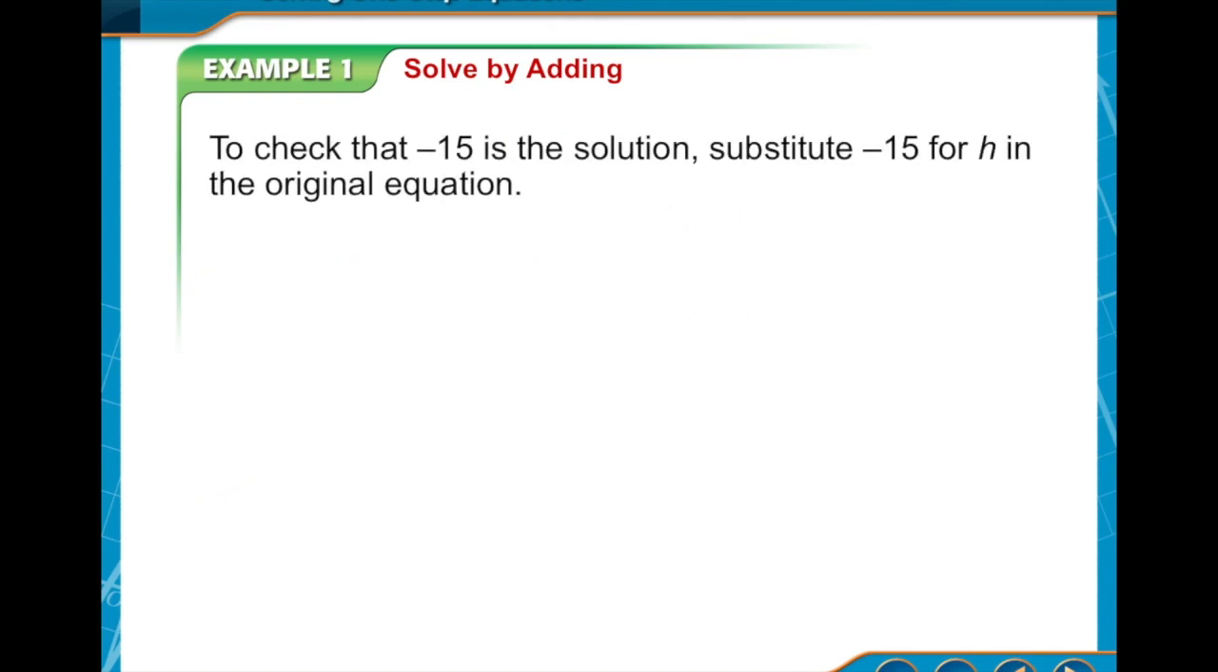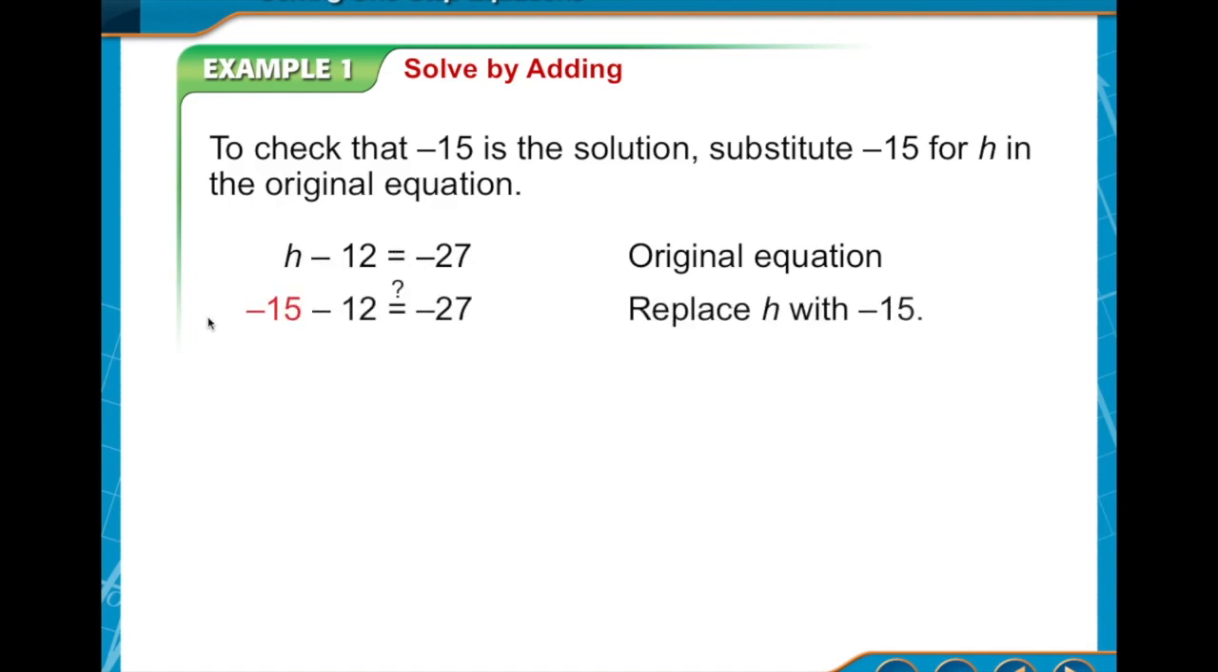We could check to see that negative 15 is a solution if we go back and substitute in a negative 15. So this is what we said h is supposed to be. So if we go back to the original equation, if we plug in that negative 15 here, this whole thing must be a true statement. So let's see. Is negative 15 minus 12 negative 27? Well, yes it is. That checks out. So we know that our solution is correct. So it's a very good practice to do when you're doing homework, on quizzes, and especially on tests. You can make sure that you're getting the right solution.